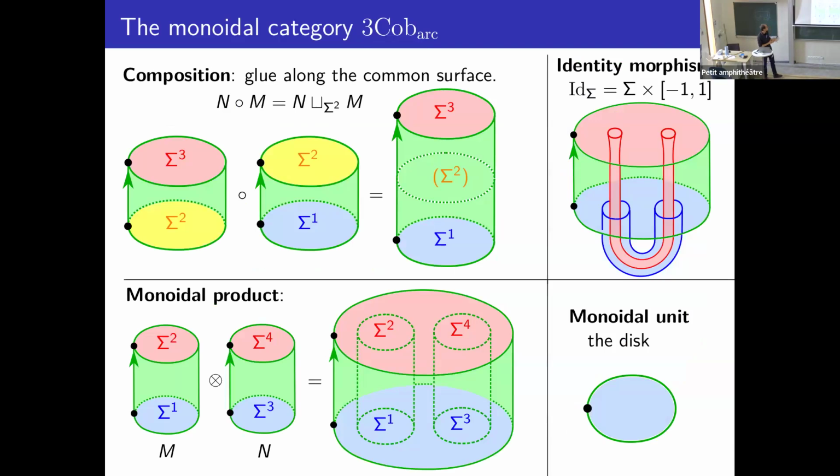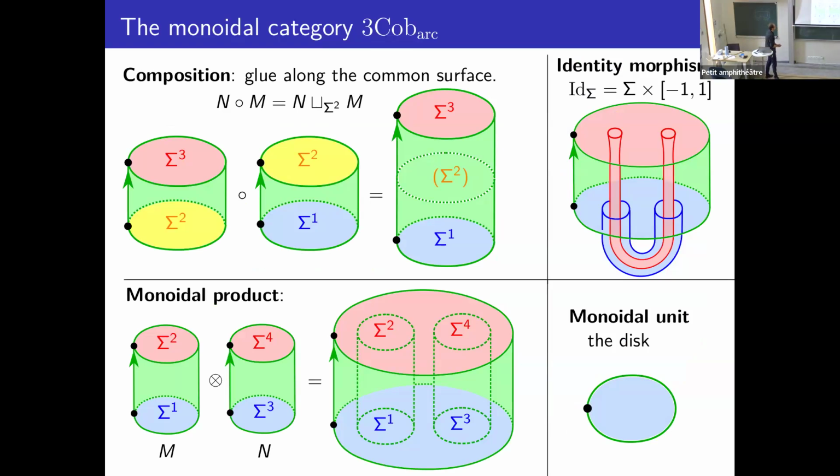Now, what is the structure of this category? Composition is as usual: you glue along the common surface. The identity morphisms are cylinders over surfaces. You take a surface sigma and you make the cylinder like this. And again, I draw it in this way because it is easier to see.